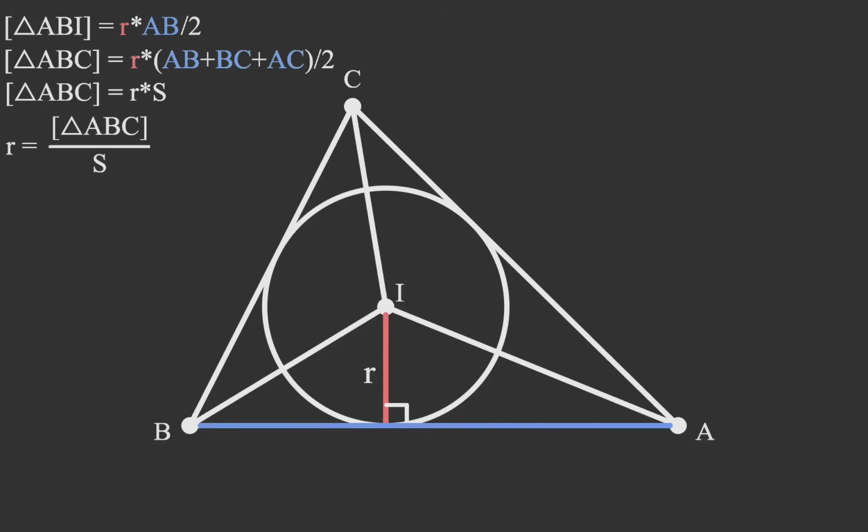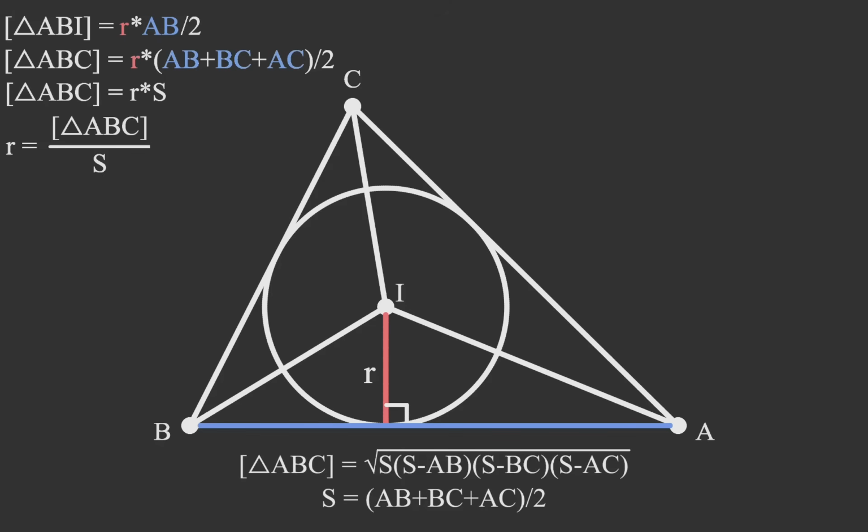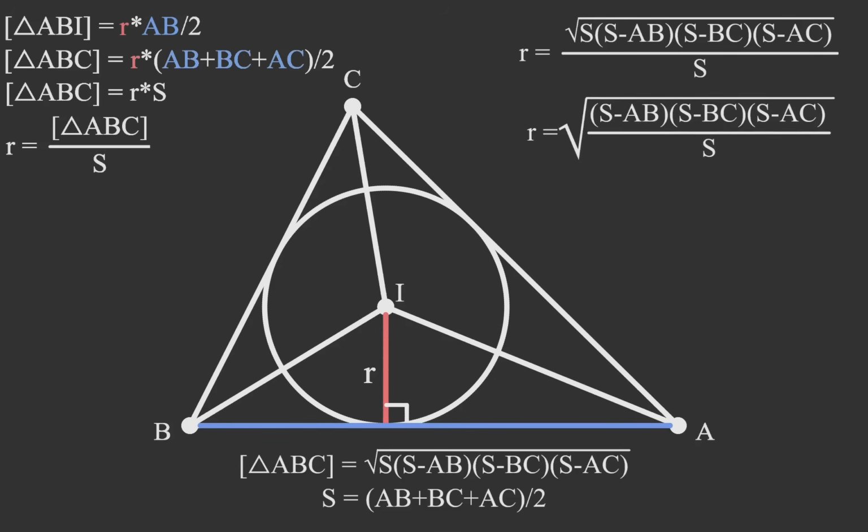Now we just need to find the area of the large triangle. To do this, we can use the infamous Heron's formula. If you've taken geometry in school, you've probably learned this formula and then promptly forgot it. So to refresh, Heron's formula is shown here, and it gives the triangle's area in terms of its side lengths. It also makes use of the semiperimeter, denoted s. Plugging this into our earlier equation, we get that the inradius equals the square root of (s minus a) times (s minus b) times (s minus c) over s.